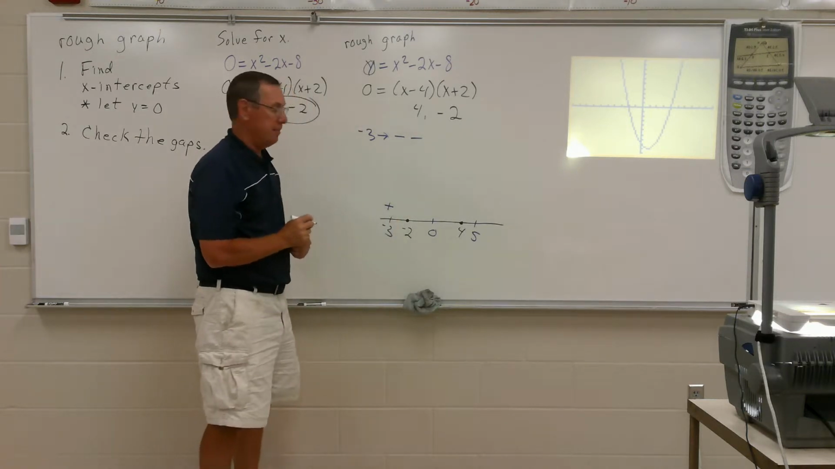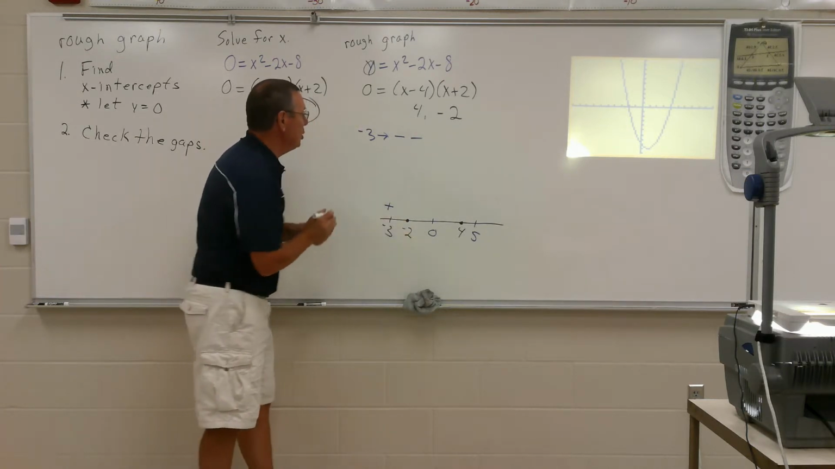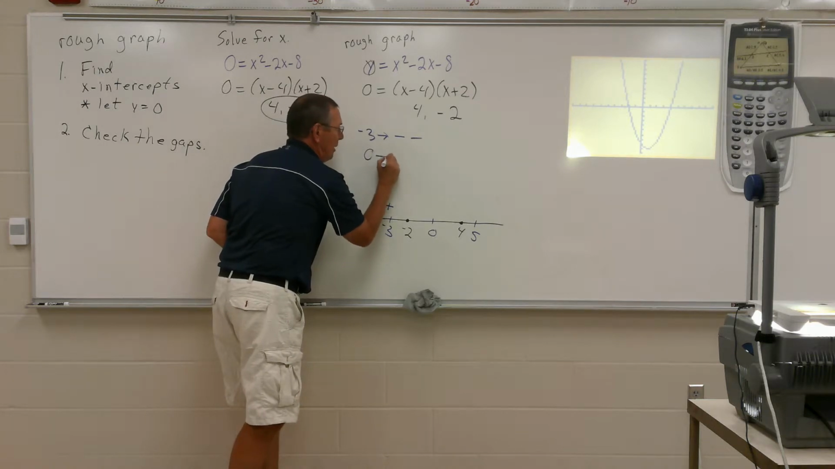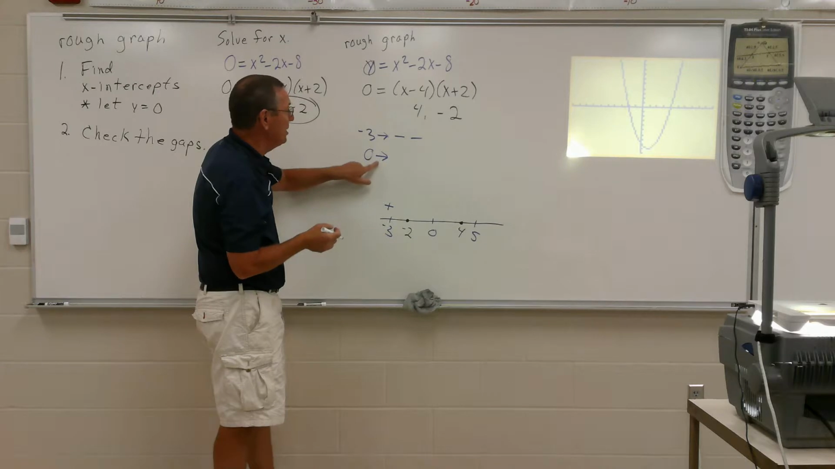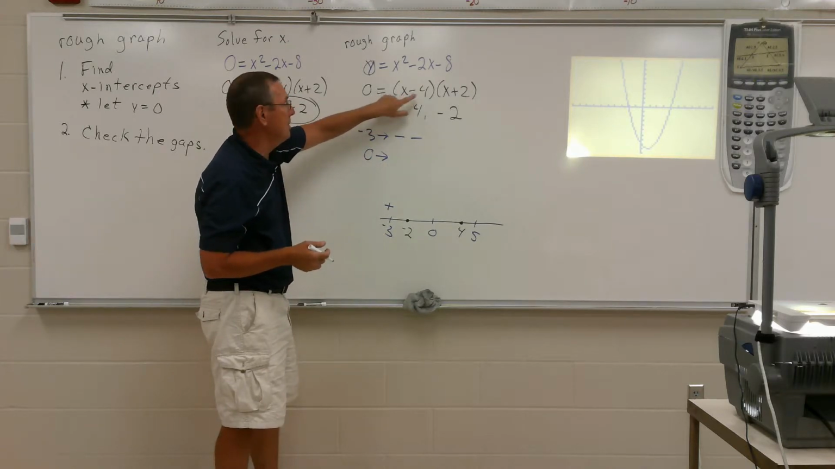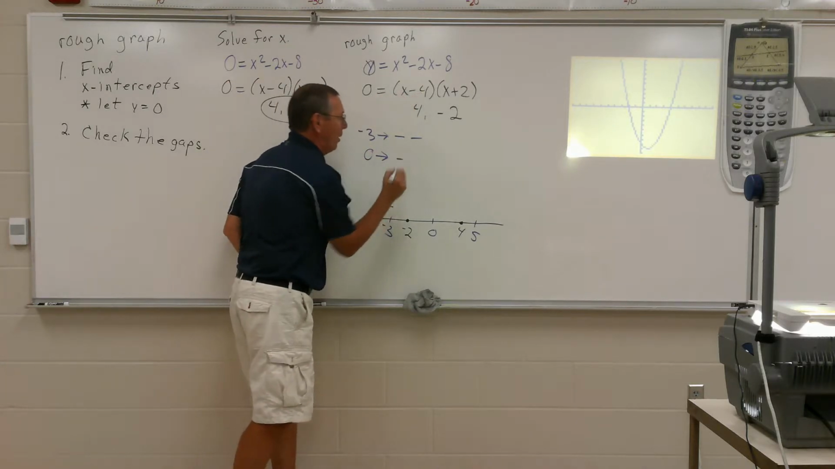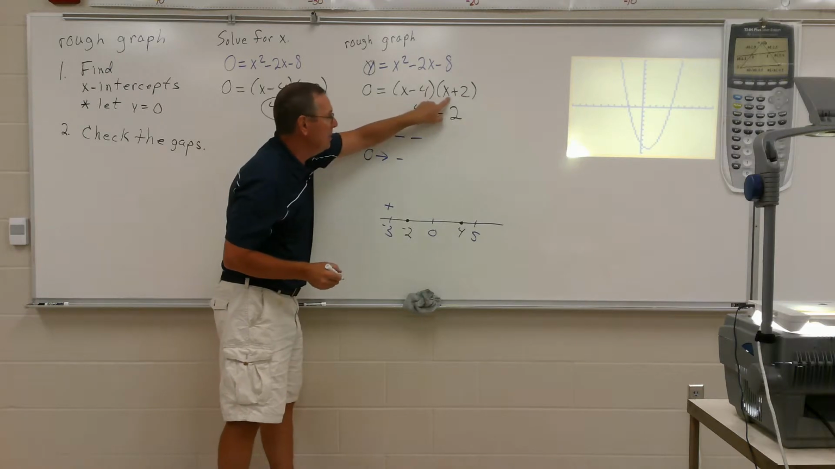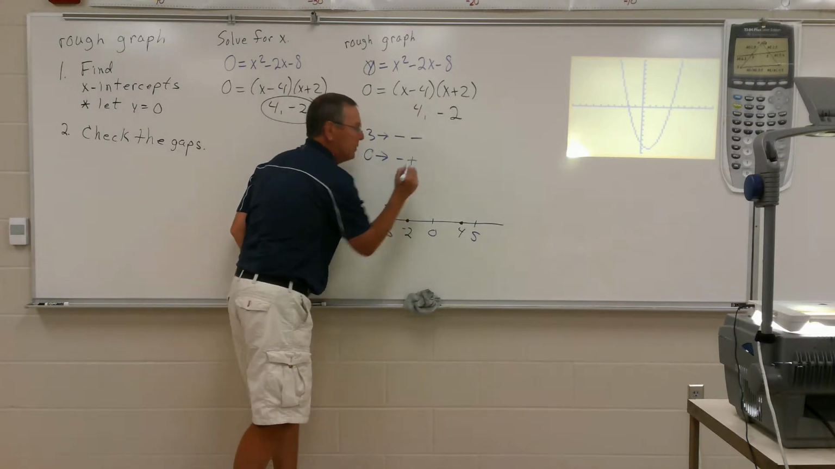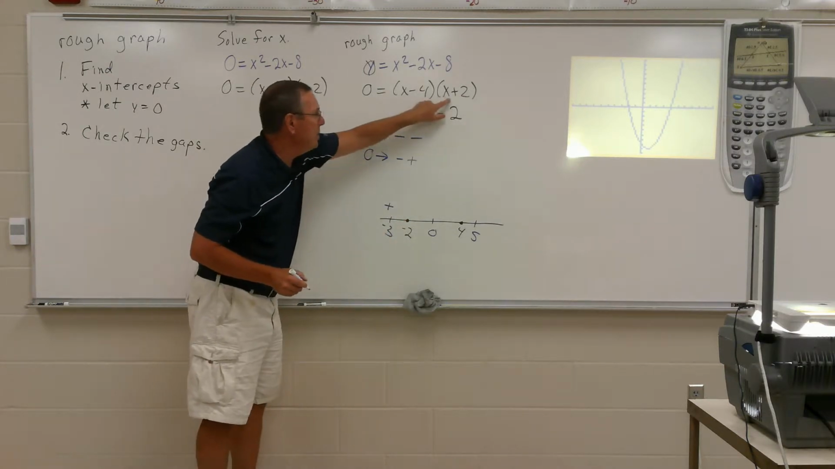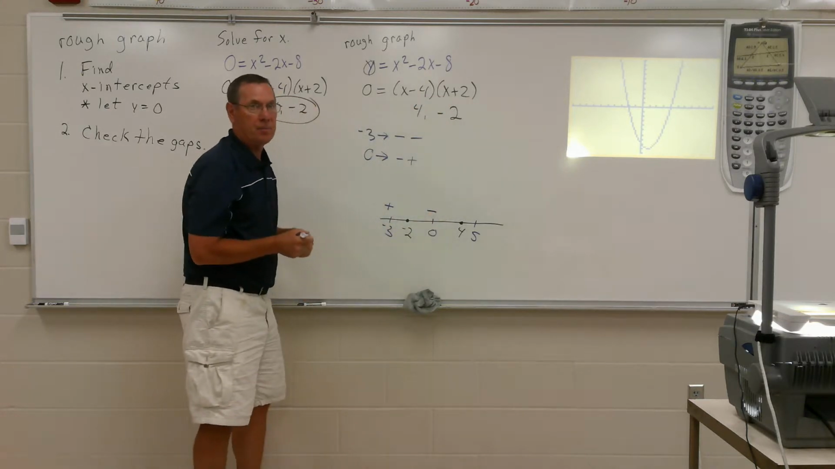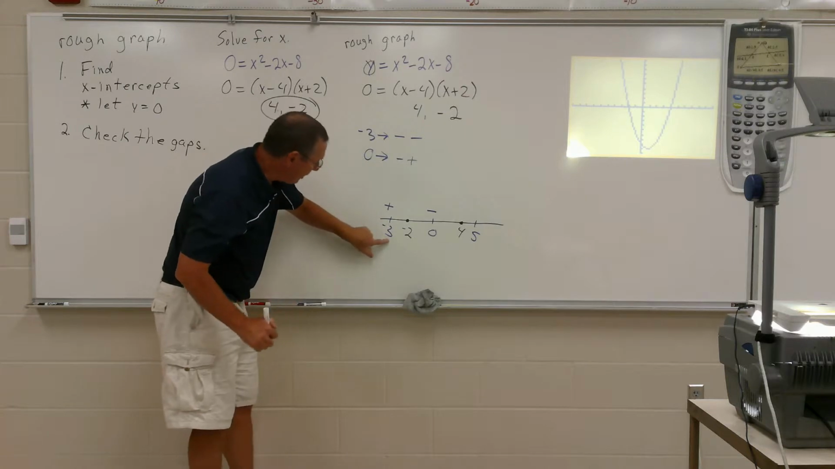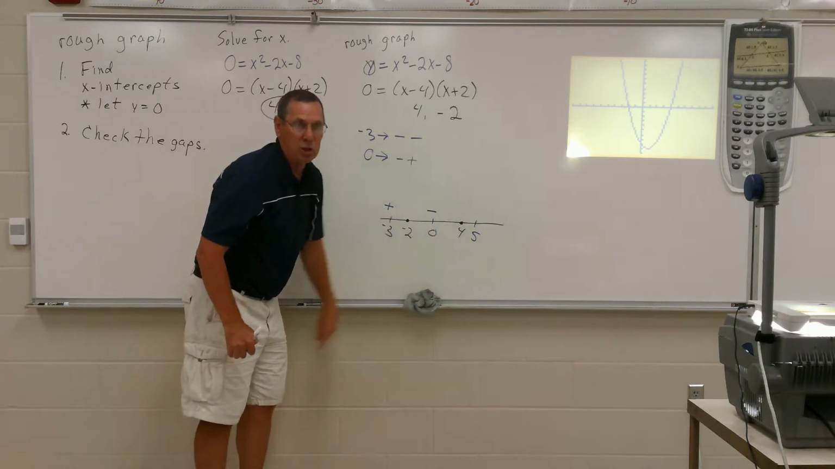in that gap. For my next gap, I'm going to check the 0. This is how I would expect you to communicate your work to get full credit. I'm checking the 0. 0 goes in for the x. 0 minus 4 would be a -4. I'm putting 0 in. 0 plus 2 would be a +2. Those are times each other. A negative times a positive will give you a negative for that gap. I'm checking the gaps. I'm checking the -3, the 0, and now I'm going to check the 5.